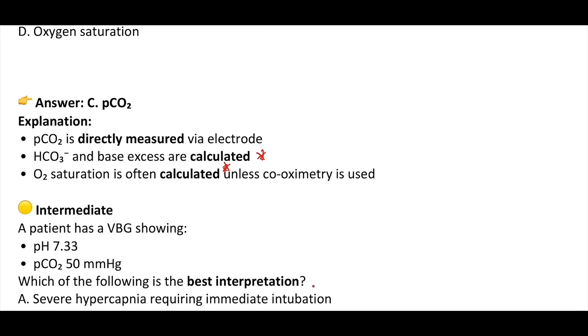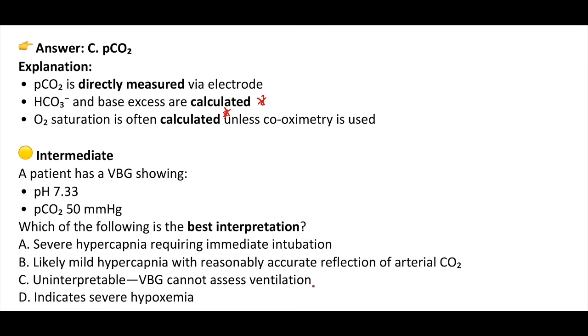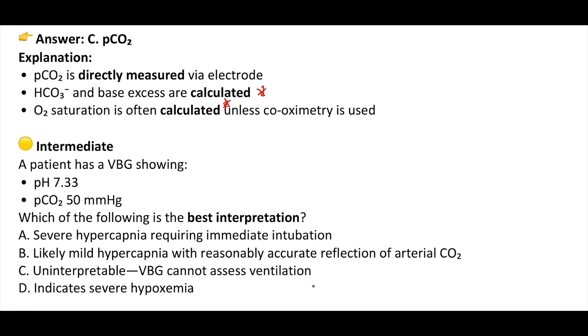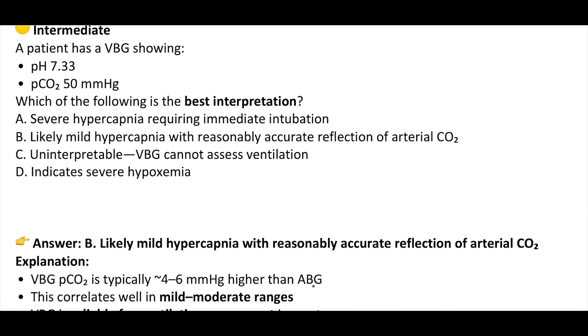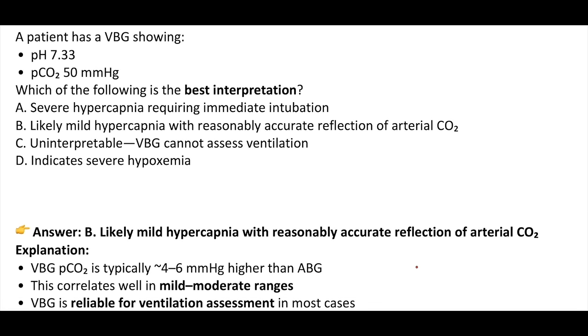Okay, question 2, intermediate. A patient has a VBG showing a pH of 7.33, PCO2 of 50. Which of the following is the best interpretation? A, severe hypercapnia requiring immediate intubation. B, likely mild hypercapnia with a reasonably accurate reflection of arterial carbon dioxide. C, uninterpretable, VBG cannot assess ventilation. Or D, indicates severe hypoxemia. Pause here if you need to. The correct answer is B, likely mild hypercapnia with a reasonably accurate reflection of arterial CO2.